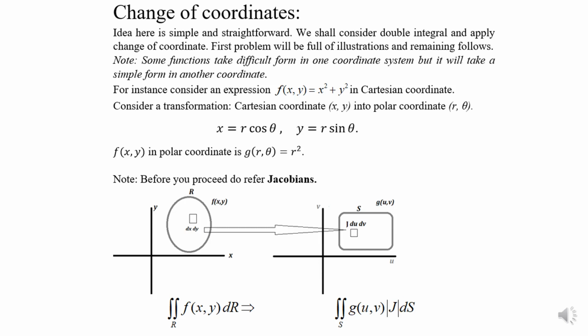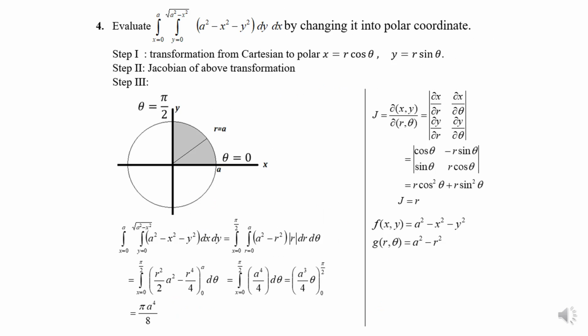So we'll have a look at one problem on this topic. Here is the problem. You are asked to evaluate this integral by changing it into polar coordinates. The problem is very simple. Transform the Cartesian coordinates to polar. This is the transformation: x equals r cos theta, y equals r sin theta. Then the Jacobian of the above transformation, I have worked on this part here, Jacobian is equal to r. This function, let me call it f, will take this form.